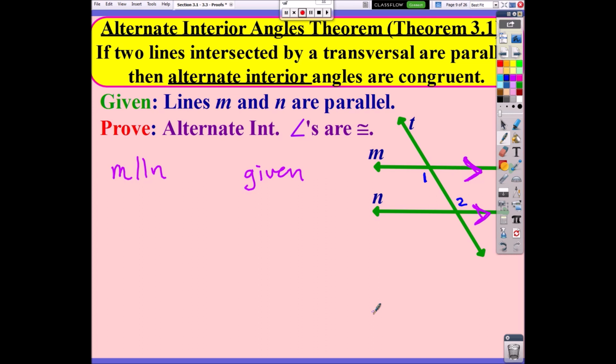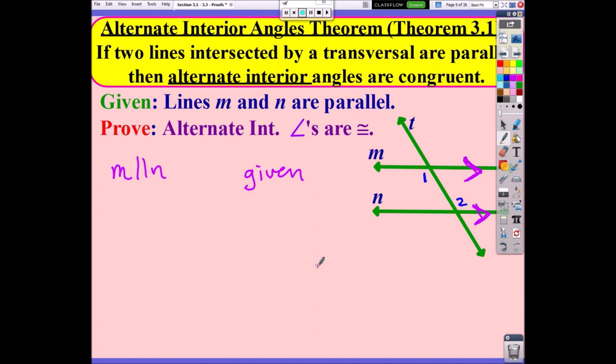And I'm not going to make a big deal if you show that they're equal versus they're congruent, all right? So to start this proof, we need a third angle to help us out, because I can't just directly jump in and say angle 1 is equal to angle 2, because again, that's what we're trying to prove.